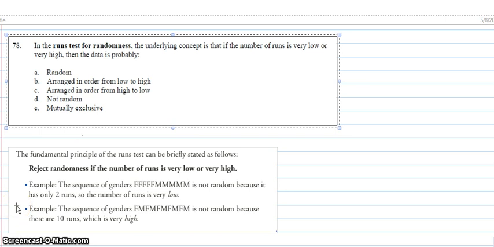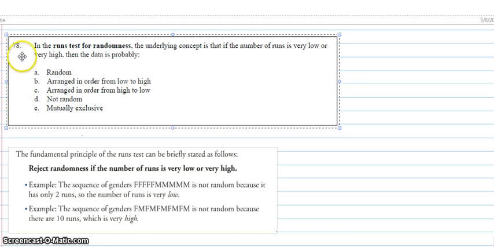Another example is the sequence of genders: female, male, female, male, female, male, female, male, female, male. And it's not random because there are 10 runs, and that's very high. So we reject randomness if the number of runs is very low or very high.